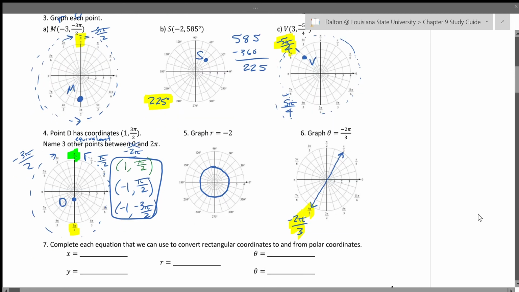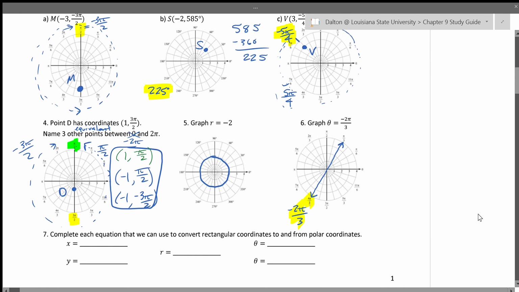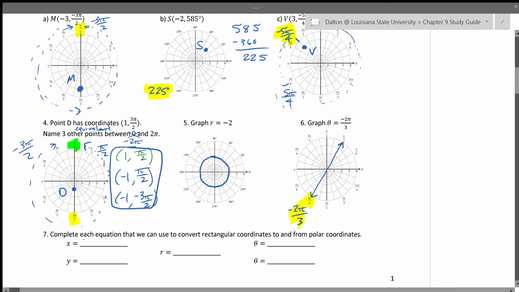Number 7, these are equations that you need to be able to generate and use very quickly on your test to convert from polar back to rectangular form. X is the same thing as r times cosine theta. Y is the same thing as r times sine theta. R can be defined as the square root of x squared plus y squared.